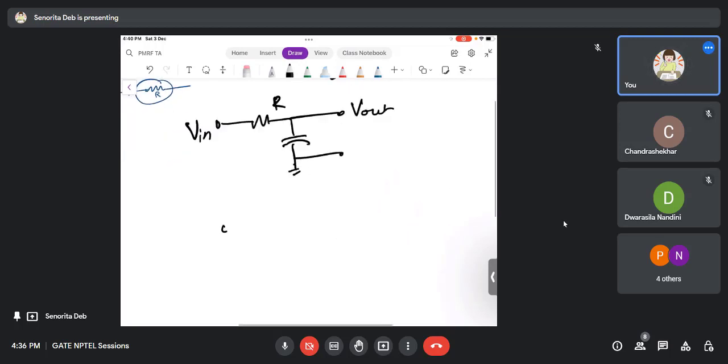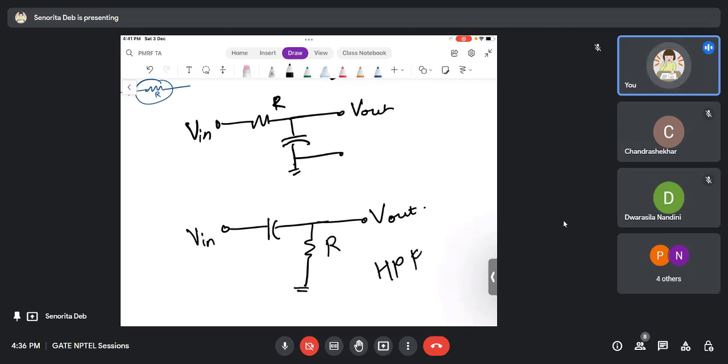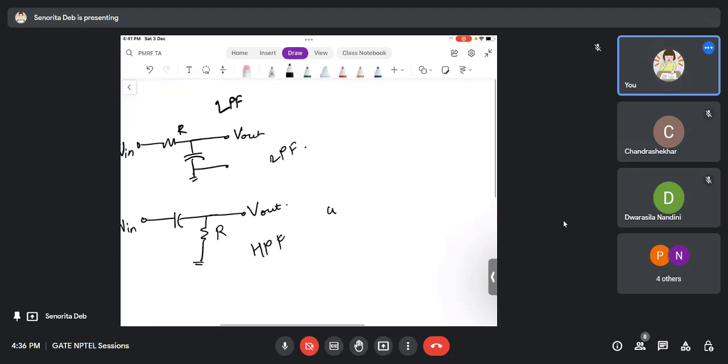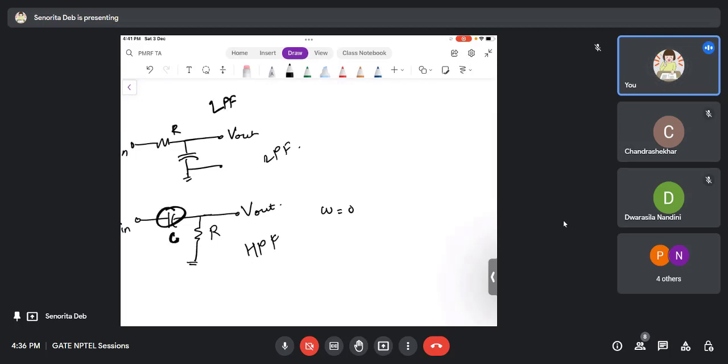Whenever you see an R and C circuit, this is also an R and C circuit. There is no difference between both the circuits, right? Except that now the input is applied to the capacitor directly and output is taken from the resistor. So output is between the resistor and this thing. So this is a high pass filter. You can check yourself the way I have told you. So at omega equals 0, the cap is open, this capacitor I am talking about, this one. So the capacitor is open, so output will be what?